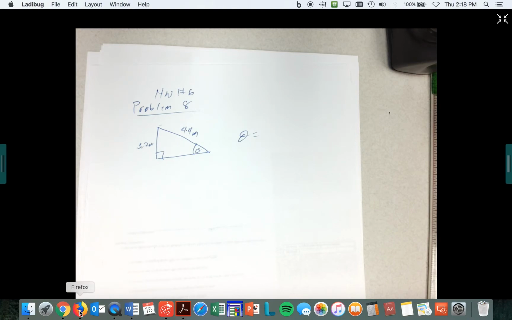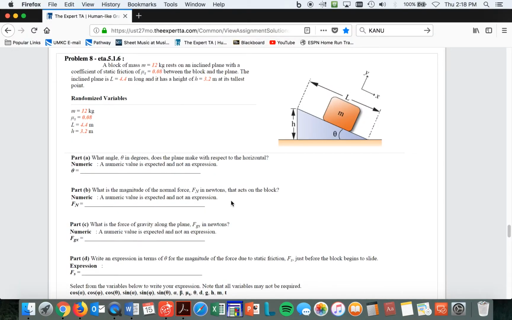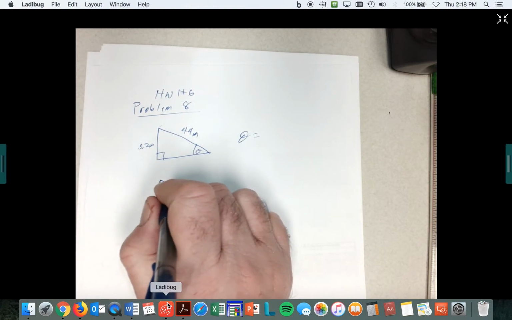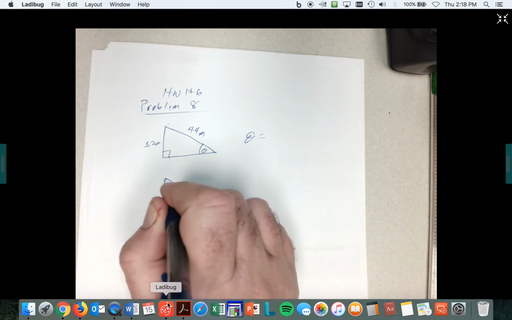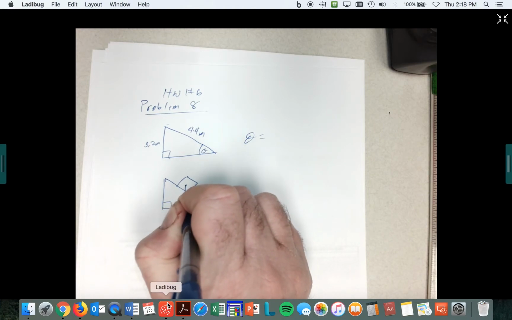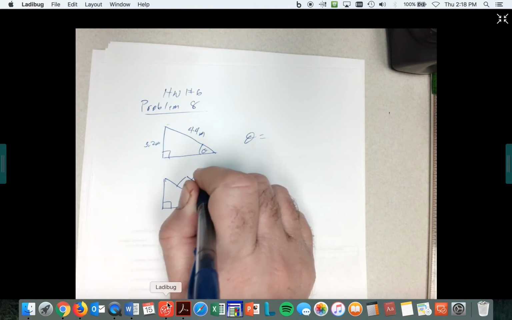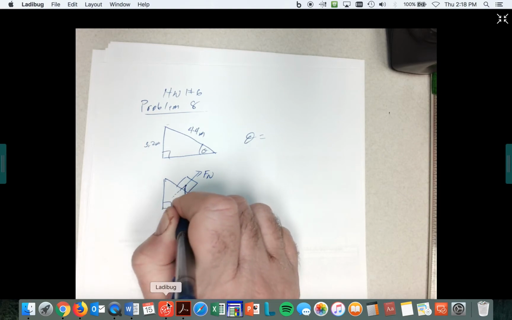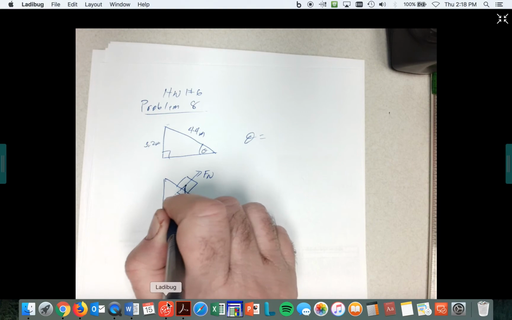Let's keep looking. What is the magnitude of the normal force in newtons that acts on the block? Well, we know the mass of the block, we know gravity, we know all that. We have to find the normal force. I like this problem because we get a chance to rehash the whole thing. Here's the block sitting here, with mg going this way and a normal force going like this. Then there's this angle, and gravity is made up of these two vectors.